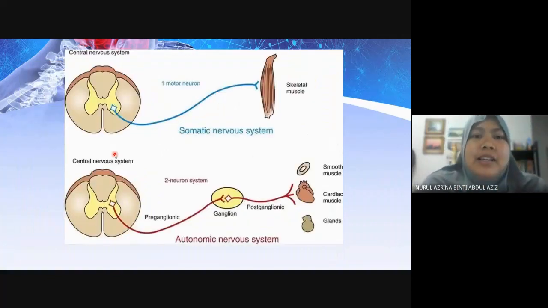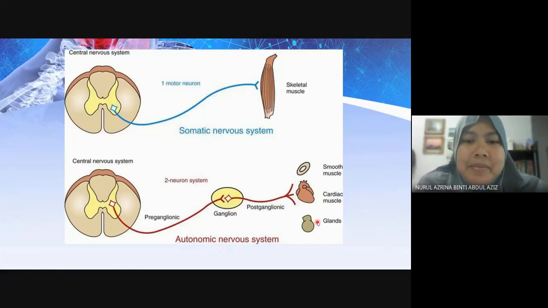Alright. Again, let me show once more. So draw this picture like this. For the somatic nervous system or somatic motor neuron, remember how many motor neurons at the efferent pathway? One, this one, and it synapses to skeletal muscle. For the autonomic nervous system, it has two neurons at the efferent pathway. The first one is known as the preganglionic neuron and then the postganglionic neuron. And they synapse with smooth muscle, cardiac muscle or gland cells.